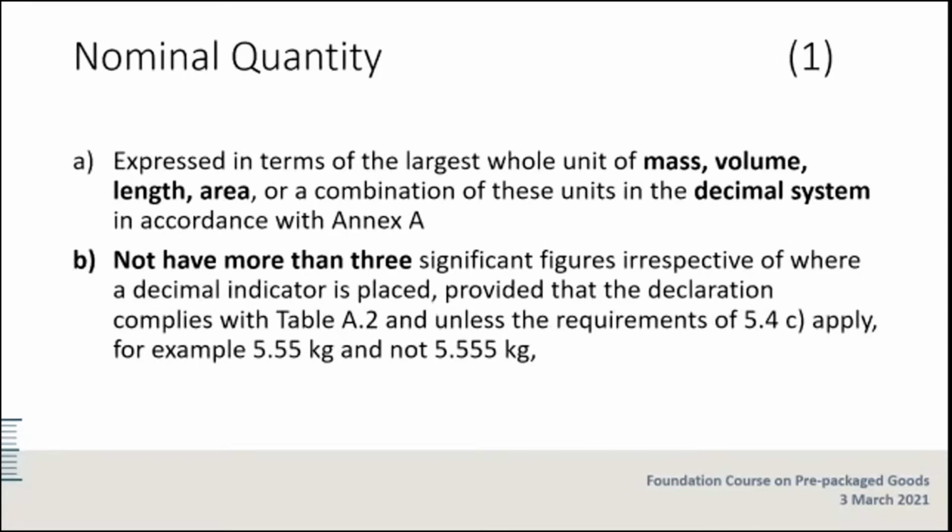Okay, then we move to nominal quantity. What is nominal quantity? It has to be expressed in terms of the largest whole unit of mass, volume, length, area, or a combination of these units in the decimal system according to Annex A. We will discuss Annex A later on, and it must not have more than 3 significant figures. So the maximum number of significant figures on the labeling is 3.